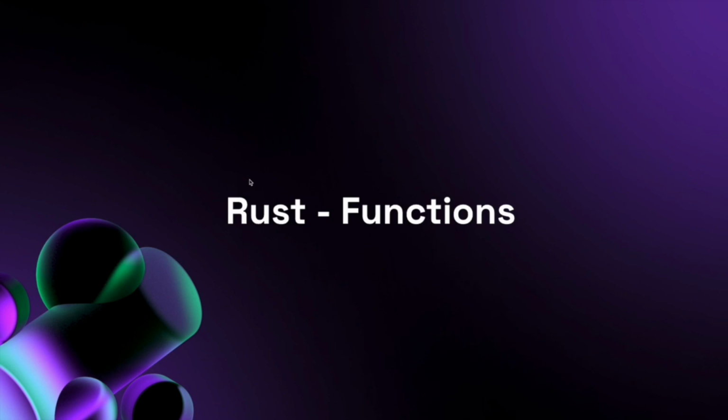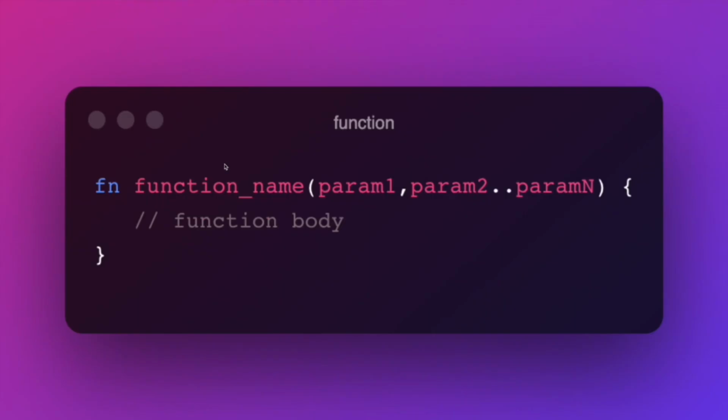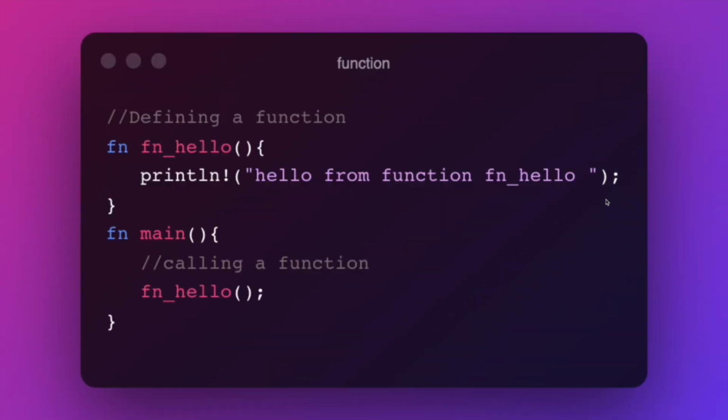So let's talk a bit about functions in Rust. Functions in Rust are defined using an fn keyword and with curly brackets. So pretty much the structure is very similar to other programming languages. We define using an fn keyword, naming our function, and then selecting the input parameters that our function should have.